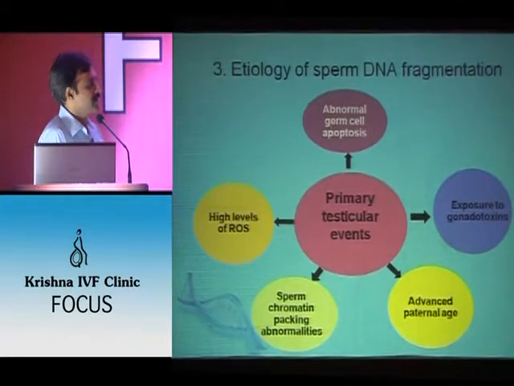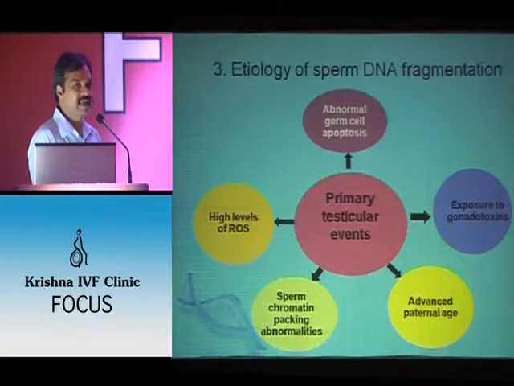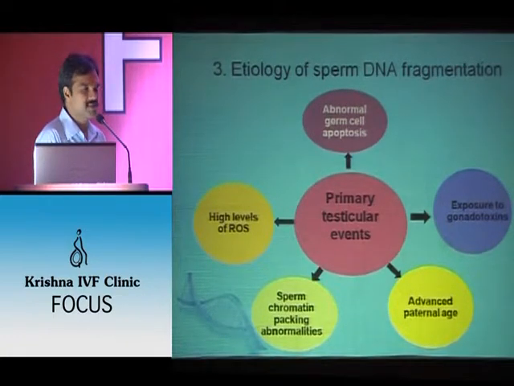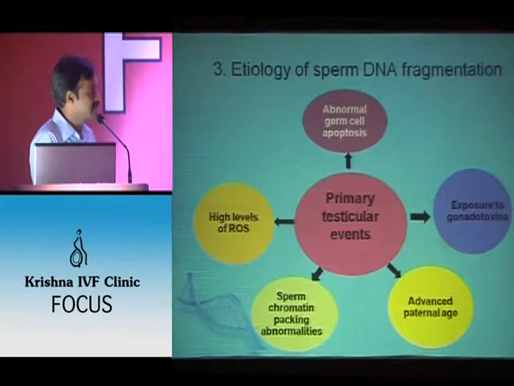And the etiology of sperm DNA fragmentation is broadly classified into two types. One is primary testicular events and extratesticular events. In the primary testicular events, the first one is abnormal germ cell apoptosis. So apoptosis is basically a natural physiological process where the cell is programmed to death. In some circumstances, the sperm cell escapes from apoptosis and exists in the semen sample. These spermatozoa carries more DNA damage.